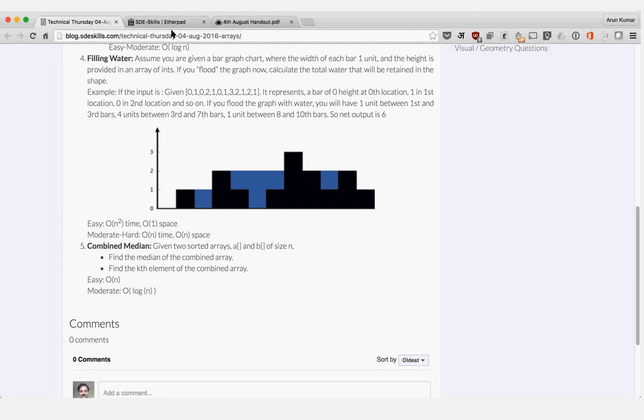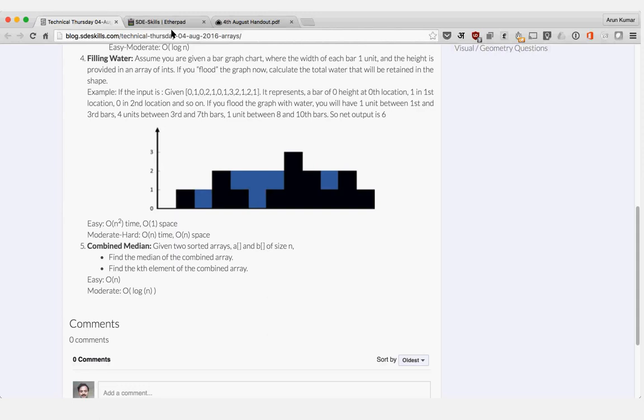Let me say this. Once you have the 2 midpoints, 5 is greater than 3, so the median has to be somewhere below 5 and above 3. So you have to hold on to the first 3 elements of the first array and the last 3 elements of the last array, and then you do this again.